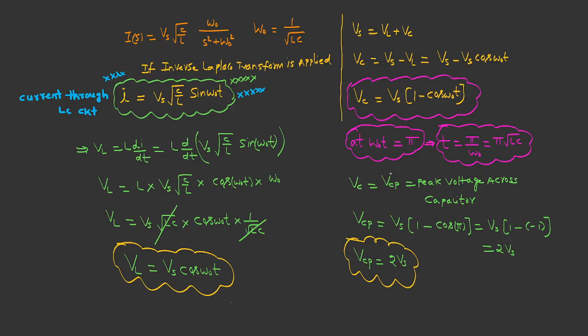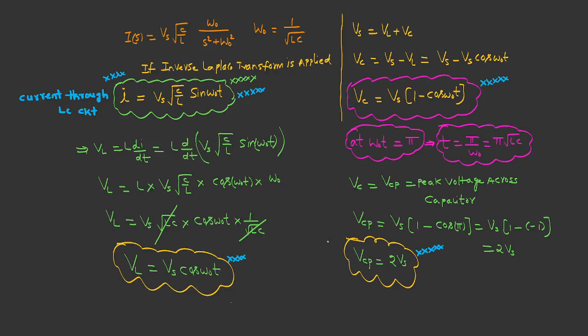What is the voltage across the capacitor? This is the voltage across the capacitor. This is the instantaneous voltage across the capacitor. But what is the peak voltage across the capacitor? The peak voltage across the capacitor is 2 Vs. And this is the formula for voltage across the inductor.